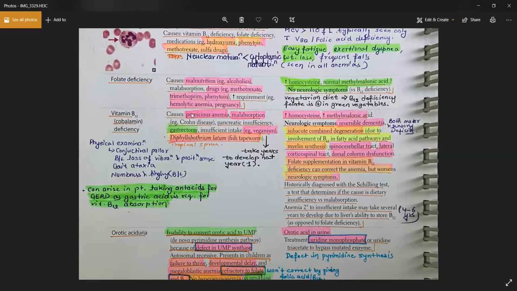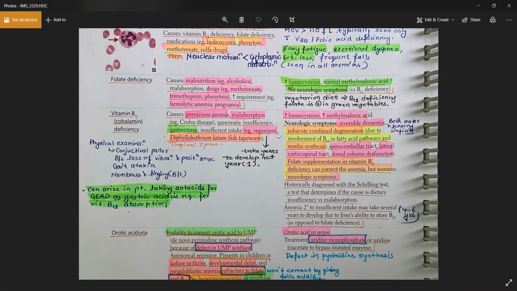Okay, so remember the causes: pernicious anemia and gastrectomy, malabsorption, which includes Crohn's disease and pancreatic insufficiency, insufficient intake because of veganism, and Diphyllobothrium latum, because the worm will compete for these stores. You will have a high level of homocysteine as well as a high level of methylmalonic acid, and because of this high level of methylmalonic acid, which is very toxic to your neurons, you can have neurological symptoms, known as subacute combined degeneration.